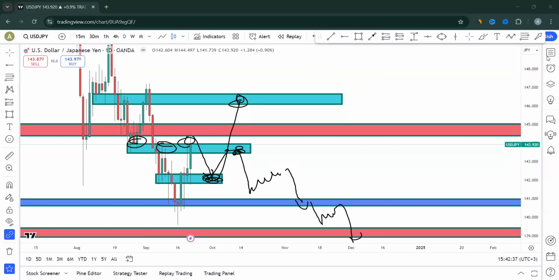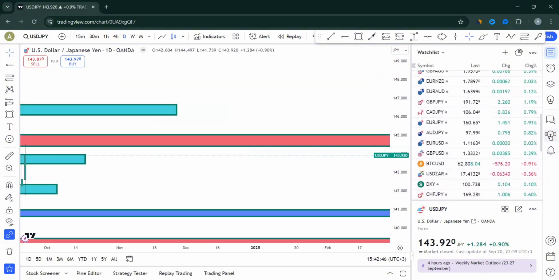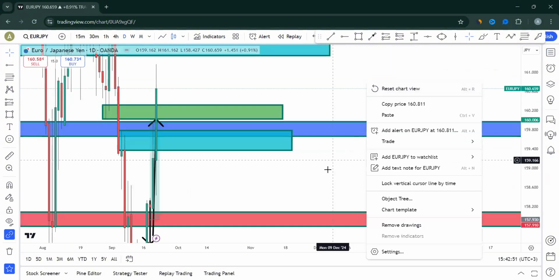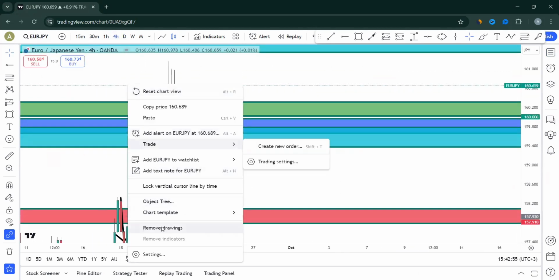Now, almost the same scenario that I saw on Euro JPY. Remember, we have also added Euro JPY for some people who requested it. Let me just clear this. Actually, Euro JPY, we traded it either last week or the week before, so I'm just going to remove it.